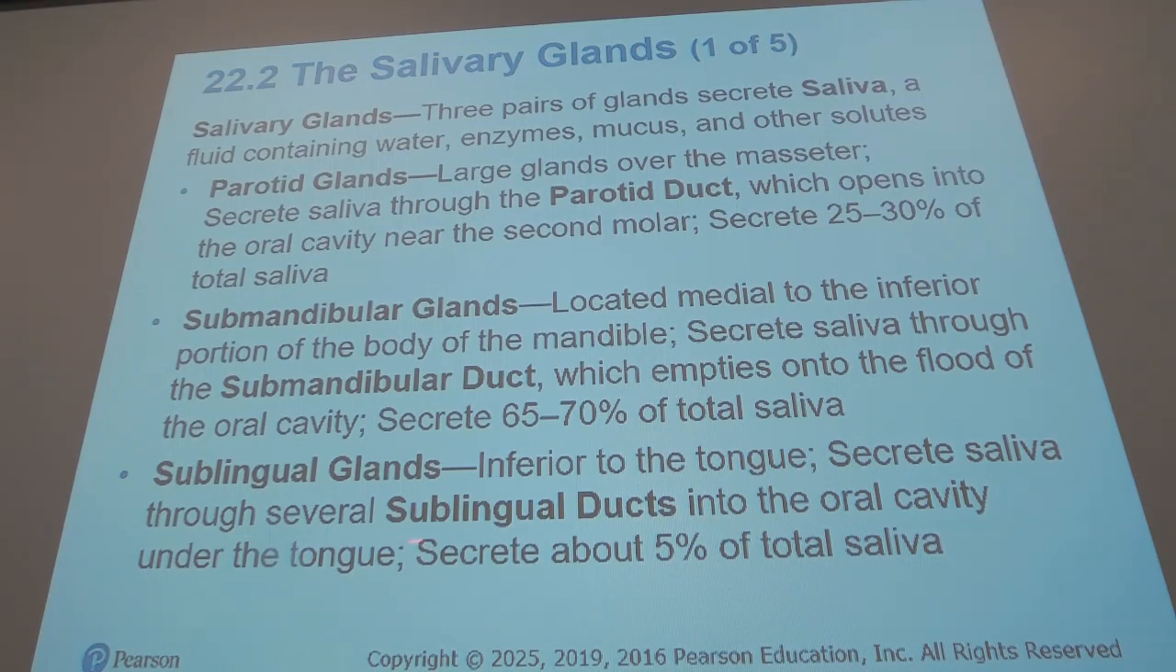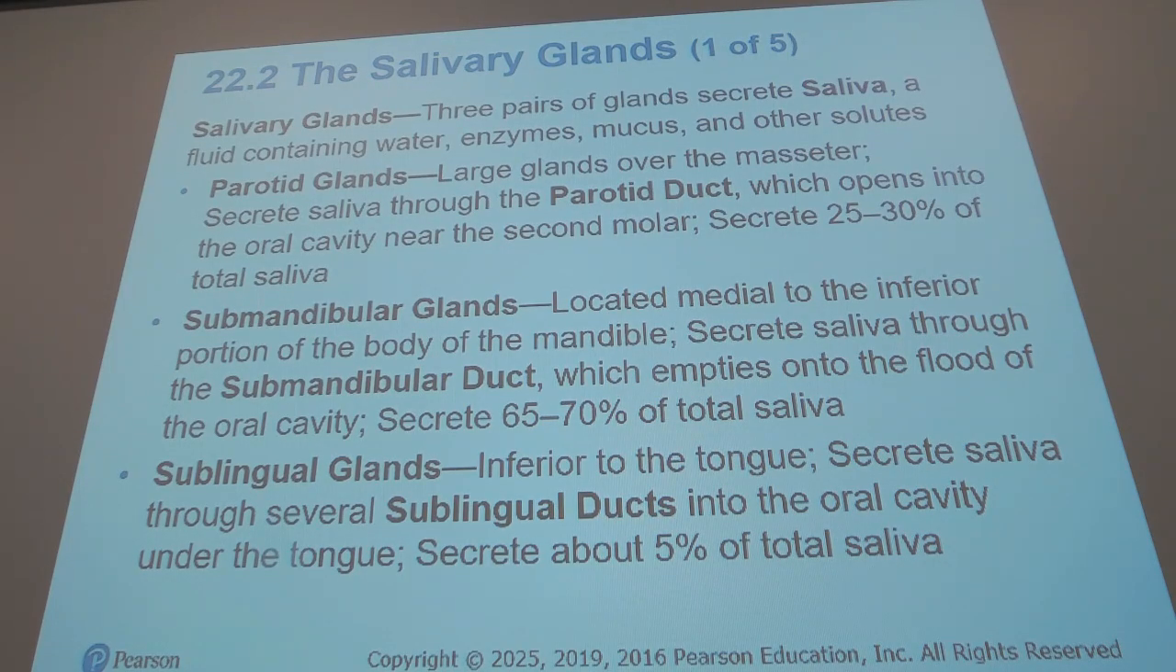And then the sublingual glands are inferior to the tongue. They secrete the saliva through several sublingual ducts just under the tongue on the sides of the lingual frenulum. And they make about 5% of the total saliva. So those were the major salivary glands.